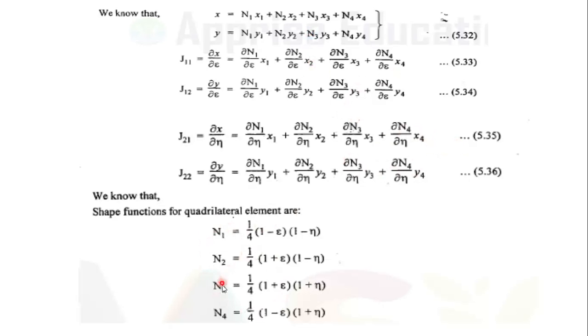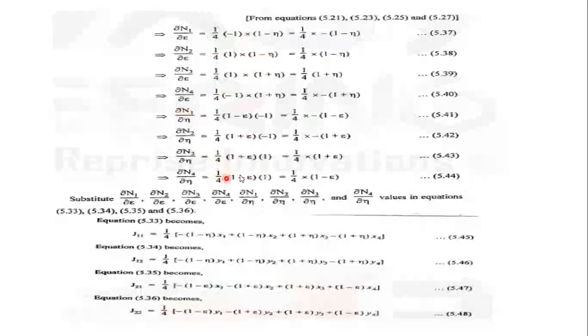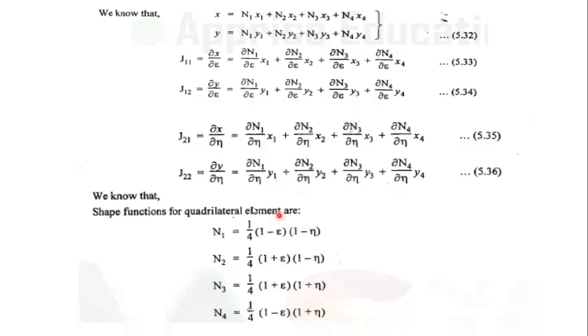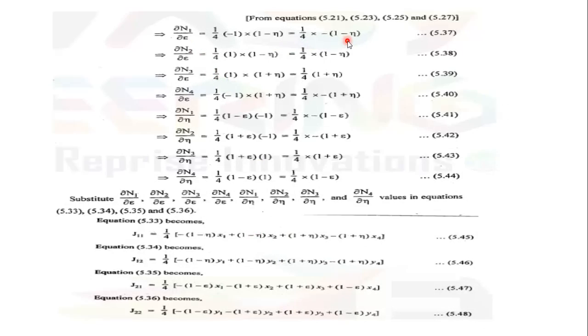Now we know the values of N1, N2, N3, N4 already, since we have framed the quadrilateral element shape functions. I just substitute these four equations, N1, N2, N3, N4, wherever they are present, and differentiate with respect to eta and zeta. In equation 5.37, ∂N1/∂ζ, I differentiate the N1 value, and finally I get 1/4 into minus of (1 minus zeta). Similarly I do the same till N4.